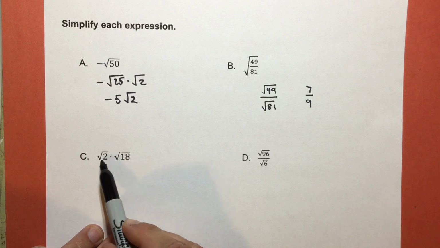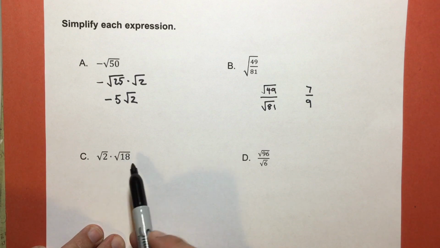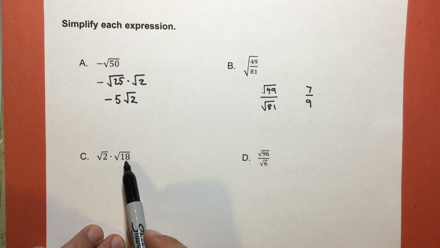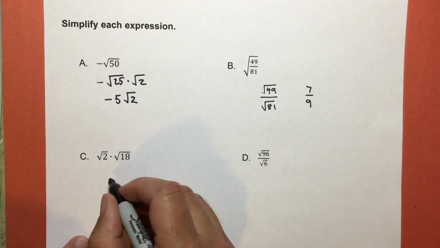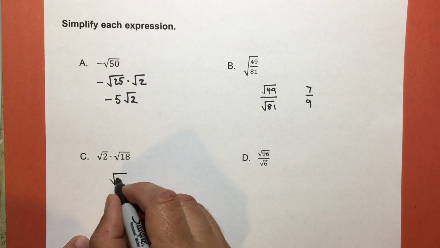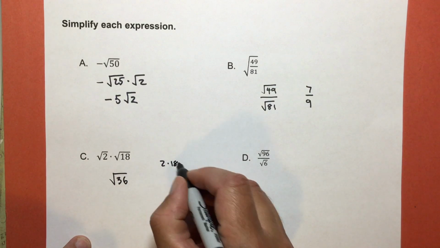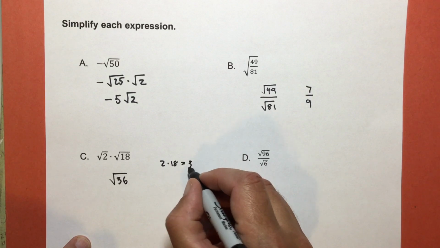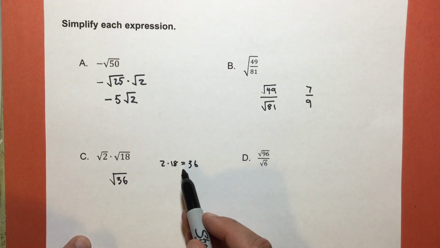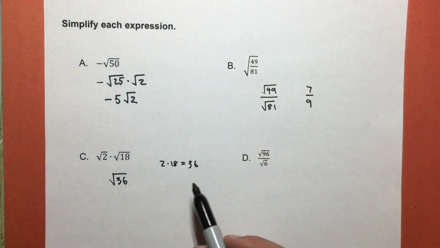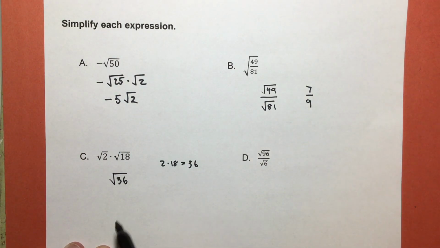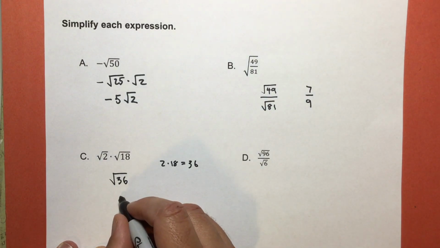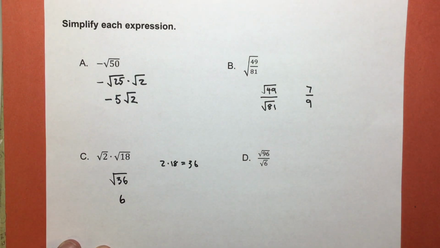For C, neither one of these is a perfect square. I could probably get something out of 18, but actually I'm going to multiply. 2 times 18 is 36. So this is the square root of 36, because 2 times 18, here's my equal sign, does equal 36. Maybe someday I'll tell you about other things we use the equal sign for, so why I'm always careful around it. Equals does not mean give me the answer. It just means two things have the same value. But back to this: square root of 2 times square root of 18 equals square root of 36. And the square root of 36 is 6. That results in a perfect square.